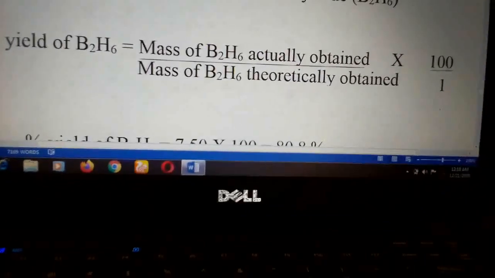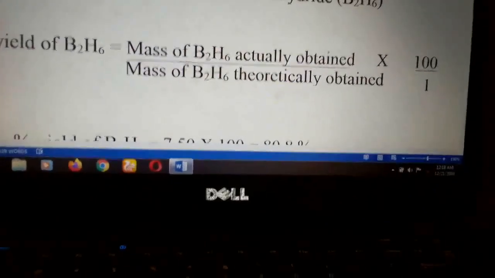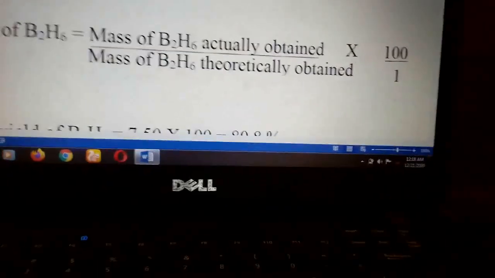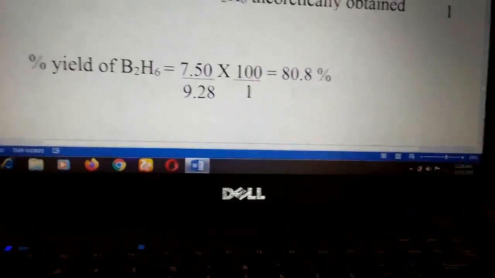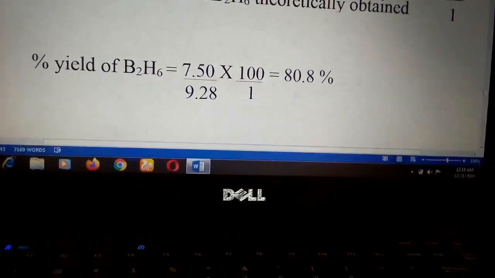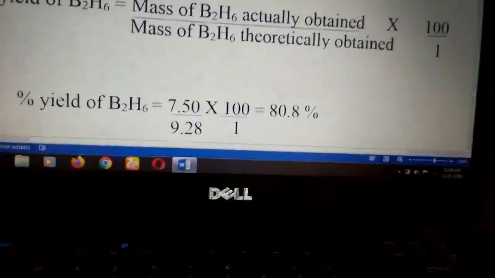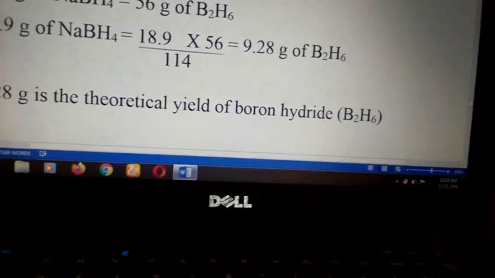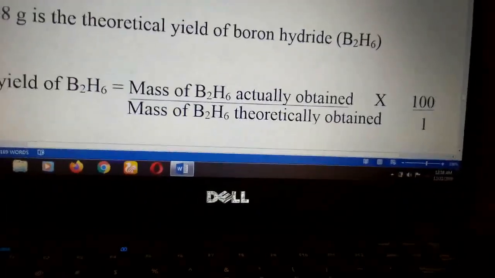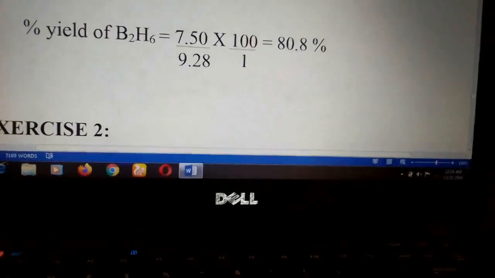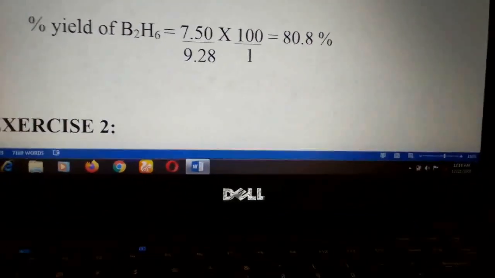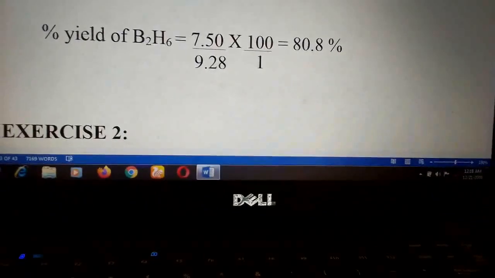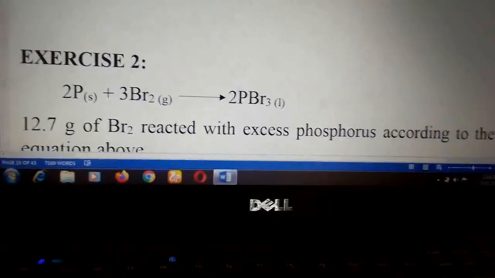Percentage yield of the compound is the mass of boron hydride actually obtained, all over the mass of boron hydride theoretically obtained, times 100 over 1. The mass actually obtained is given to us in the question as 7.50 grams, while the mass obtained theoretically is the one we calculated from the equation of reaction, which is 9.28. So now I have 7.5 over 9.28 times 100 over 1. And that gives us 80.8% percentage yield of boron hydride.